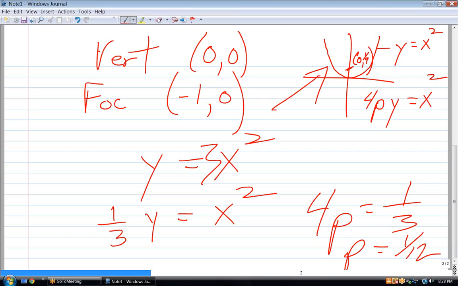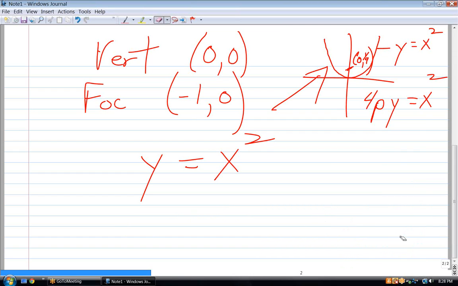So all we're doing is taking these equations and manipulating them so we get them into that exact format if it's a vertical parabola. If it's a horizontal parabola, then the format is this: 4px equals y squared. The 4p always goes as the coefficient of the variable that is not being squared. It's one way to remember it. Okay, so let me give you an equation like this.